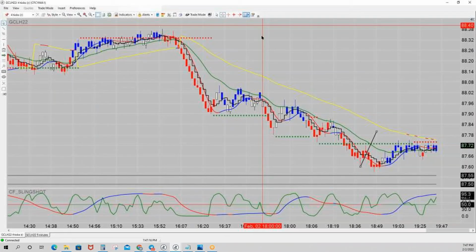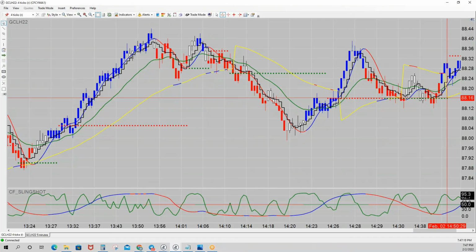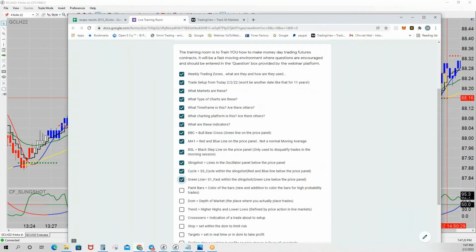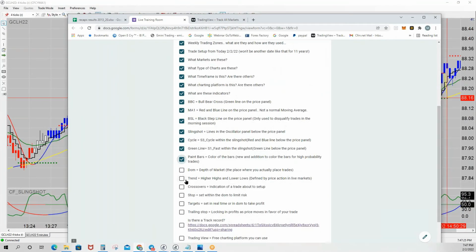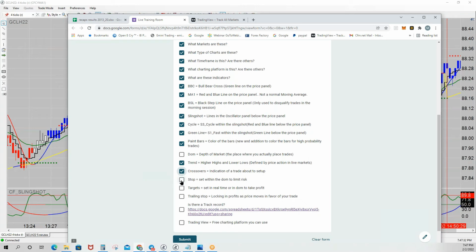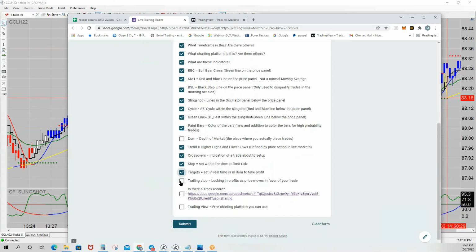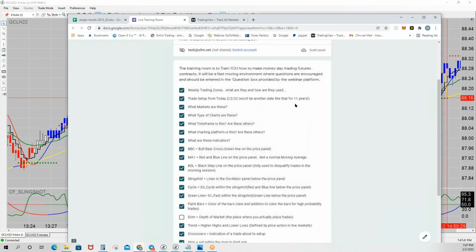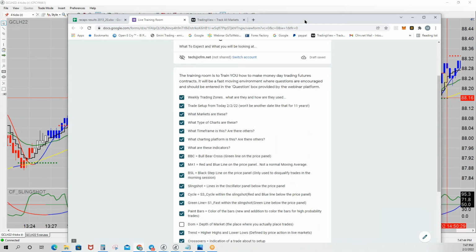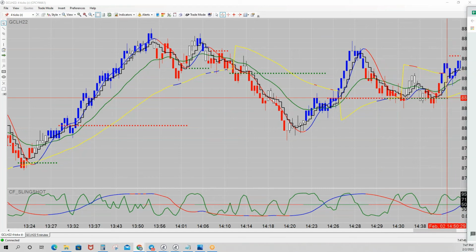All right, so let me go here now again. Now the paint bars, I discussed the paint bars and why the colors are what they are. The trend, I discussed that. The crossovers, the MA1 crossing the BBC and back. Stops, targets, I discussed that. Trailing stops, I'll show you that, and then the track record, and then the other free thing is how to get TradingView. All right, so the DOM, I guess I discussed the DOM a little bit with you.